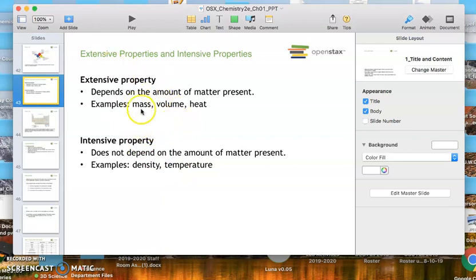So for example, the mass of a substance is going to depend on how much of the substance I put on the scale, right? If I tried to weigh myself and only put 1 foot on the scale, it depends on how much matter is present in order for the scale to give me an accurate mass for the substance or the person. So it depends on how much you put on the scale in order for the value to be what it is. Volume is another example.